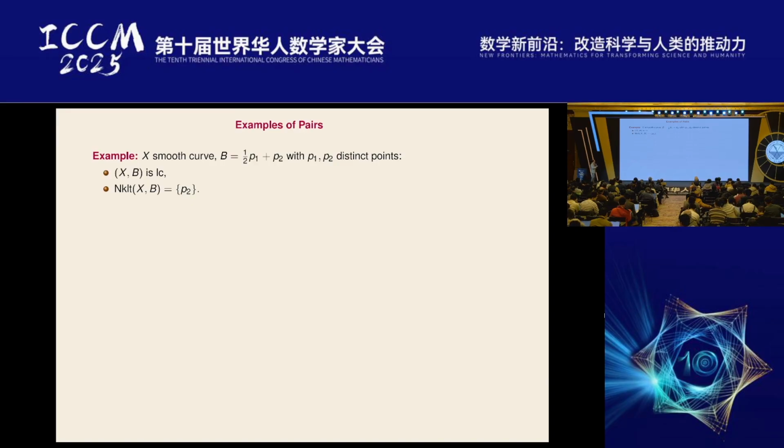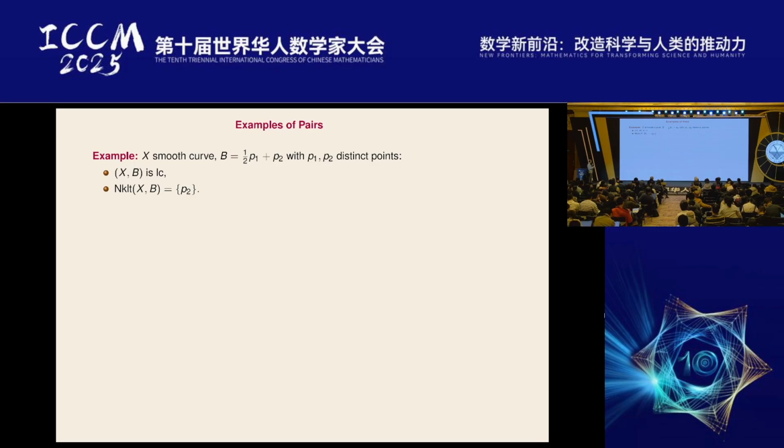Of course, if you work over non-closed fields, more complicated things can happen. But let's pretend we work over the complex numbers. Okay, now let's take our boundary B to be half of a point P1 plus another point P2. These are two distinct points. Okay, so let's see what kind of singularities we have.